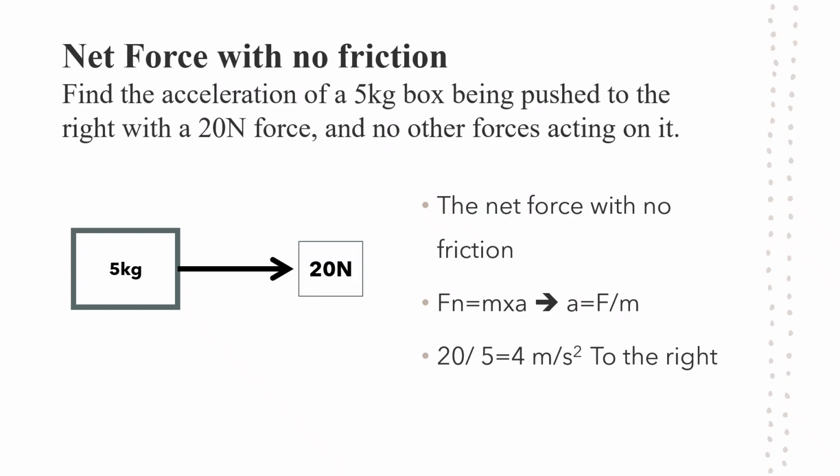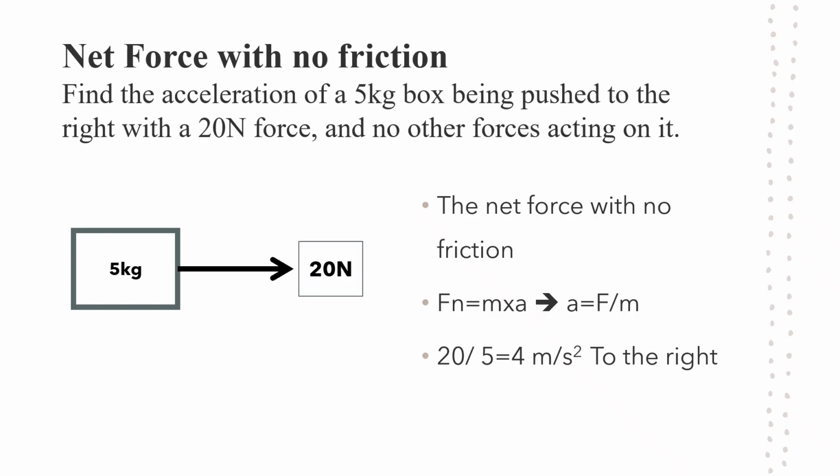So the question says, find the acceleration of a 5 kilogram box being pushed to the right with a 20 newtons force and no other force is acting on it. This means that we have no force of friction due to the place the box is sitting on. So the net force with no friction is going to be using Newton's second law formula, which is force is equal to mass times acceleration.